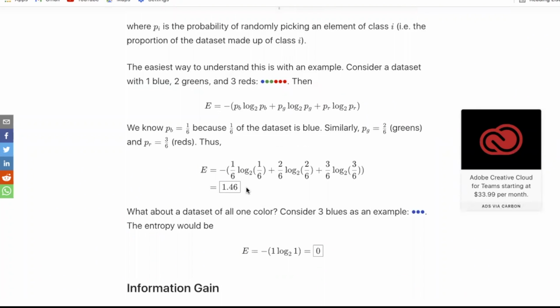At the same time, we discussed that if there is a data set having only blue balls, in that case the information entropy is going to be 0, because the probability of picking a blue ball from a data set of only blue balls is going to be 1. Right, so this point we have discussed.